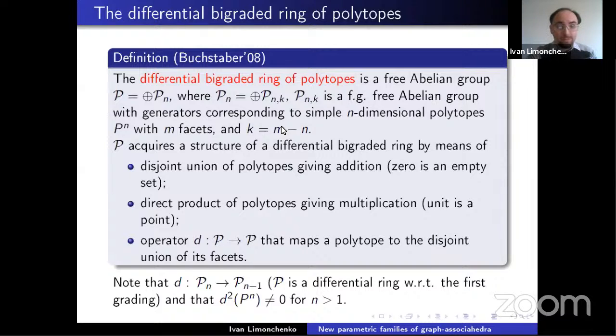So this terminology is non-standard if you compare it to homological algebra definitions. But still, we would prefer to call this a differential ring, because the boundary operator is very important and it has numerous applications in toric topology, which I'm going to introduce in this talk.